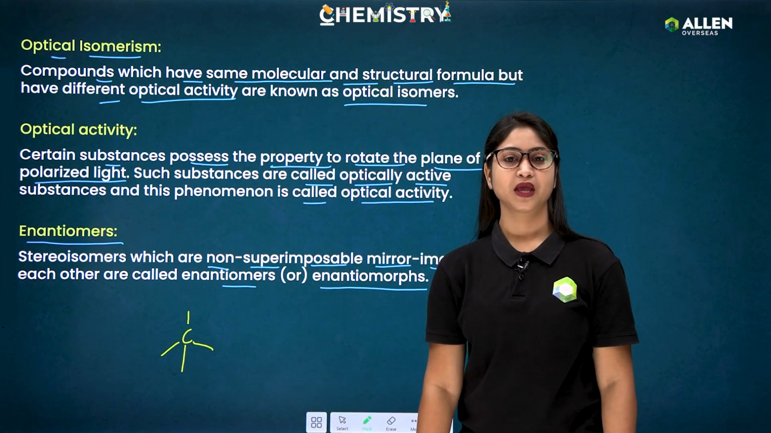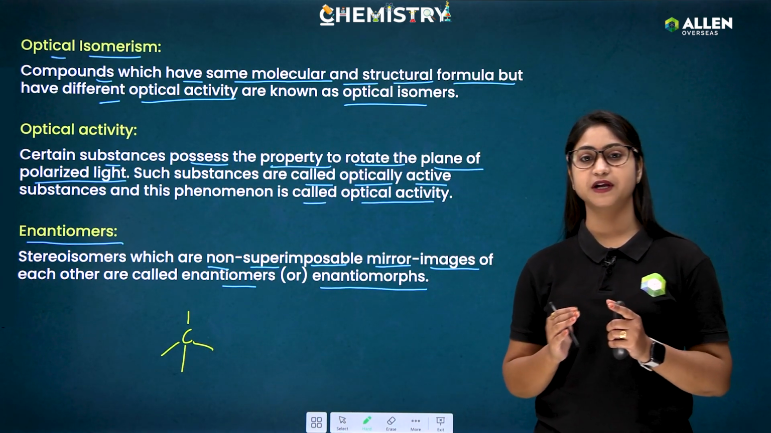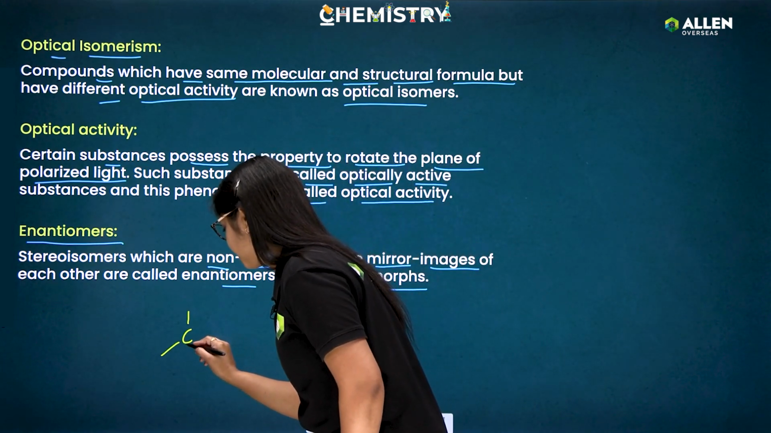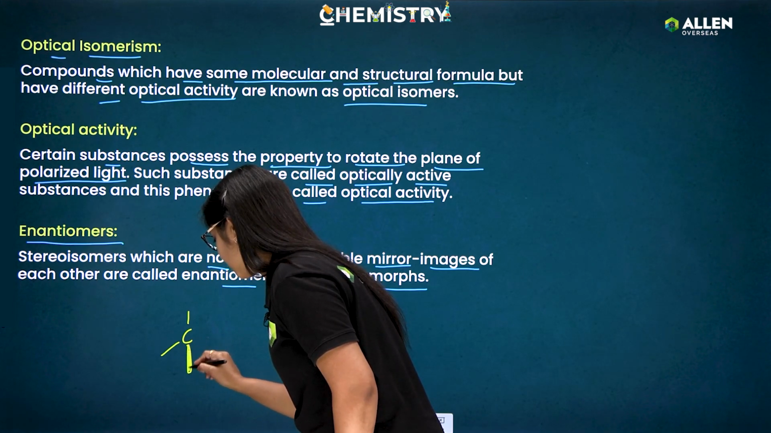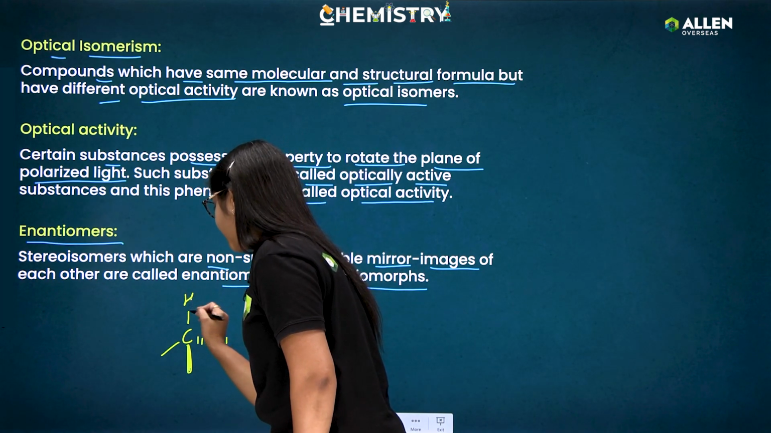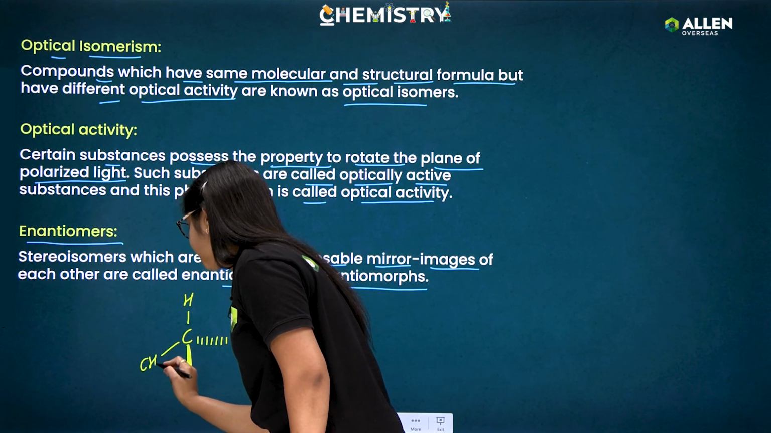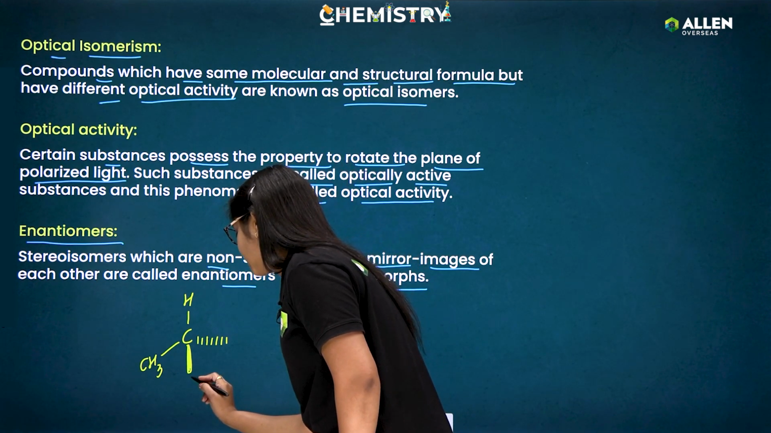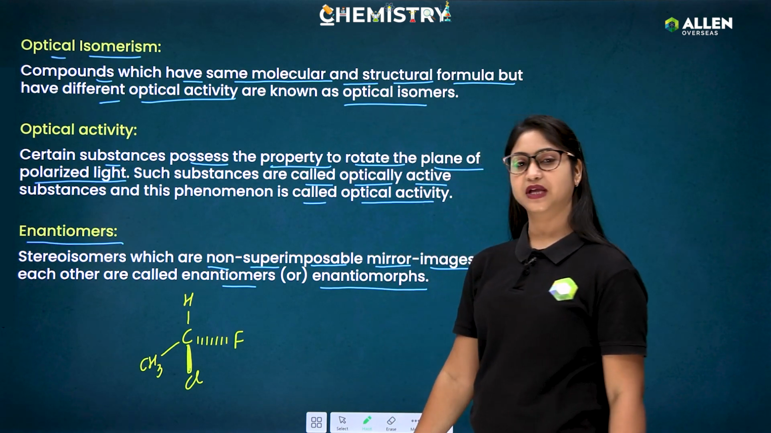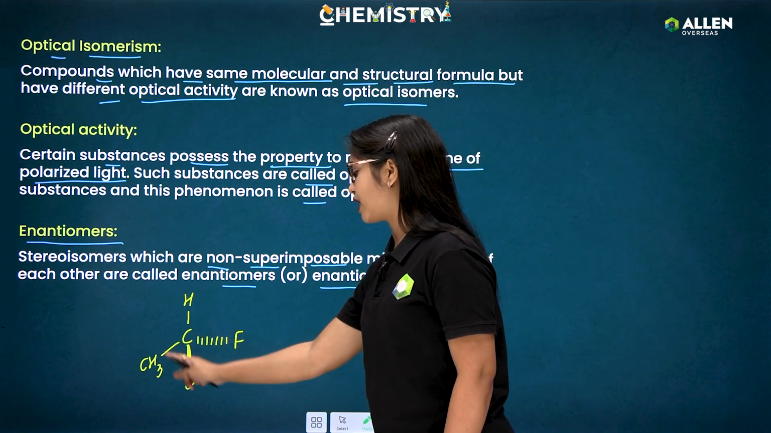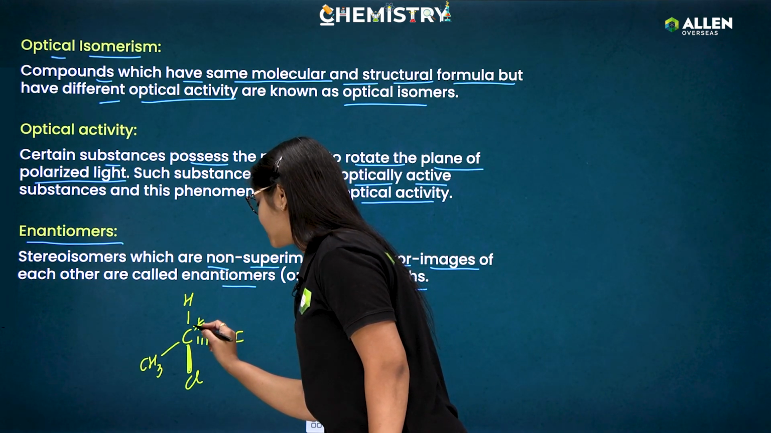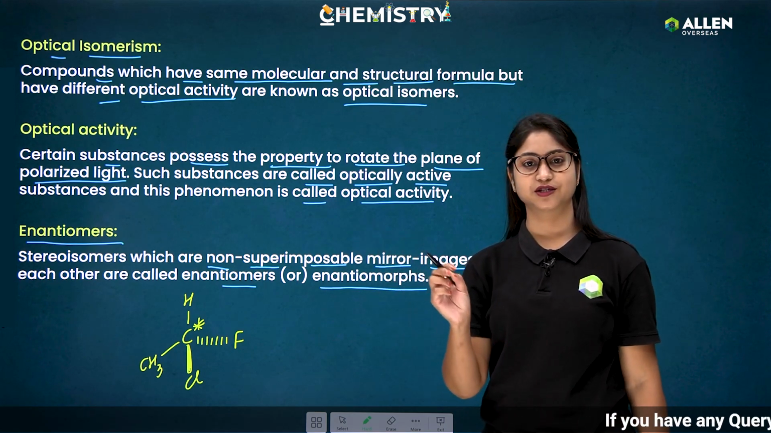Chiral carbon is that carbon which is having 4 different groups. Okay, and if I make the proper tetrahedral structure for this chiral carbon, suppose you have one hydrogen, you have one methyl. Now let's take one chlorine and let's take one fluorine. This is the compound, and here you can see on this carbon you have 4 different groups. So that's why this will be called as chiral carbon, which is represented by this asterisk mark.